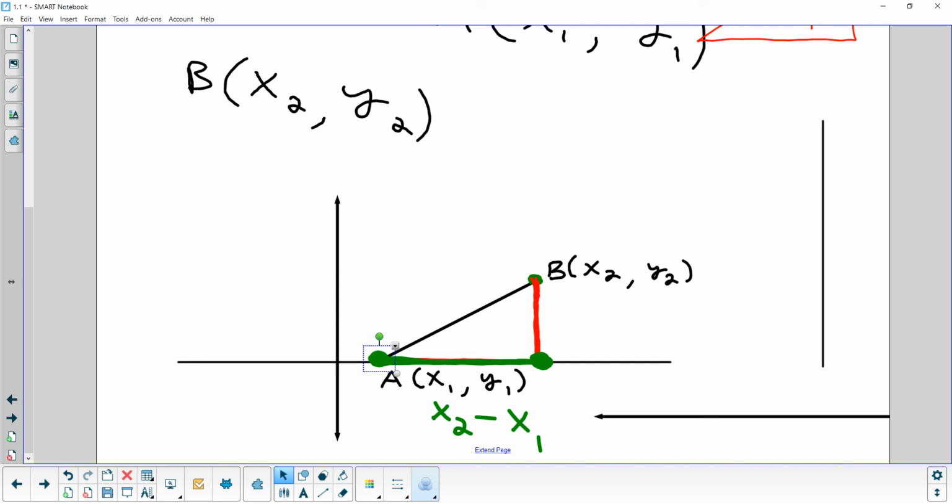The y's don't matter here. If you're looking for how long something is horizontally, the heights don't matter. The heights are the same. We're looking at the x-axis. So based on that, does anyone have a guess what the formula would be to find the length of that line in red?